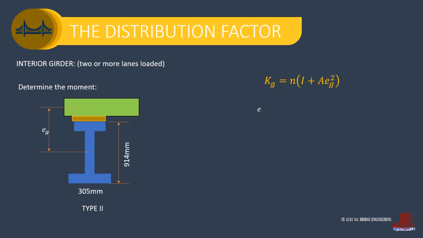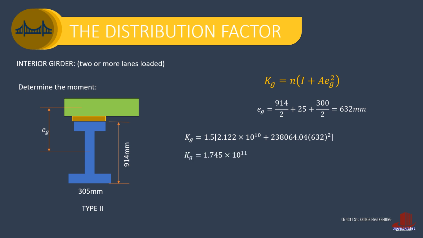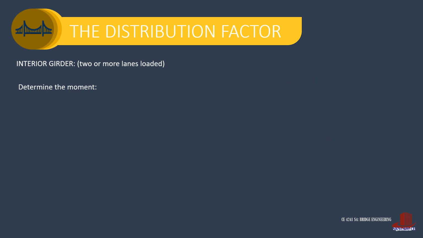From the illustration, we have a girder, a small haunch, and the deck. E sub G is then half of 914 plus the haunch thickness of 25 millimeters, then half of the 300 mm thick deck, giving 632 millimeters. K sub G is then 1.5 times 2.122 times 10 raised to 10 plus 238,064.04 multiplied by the square of 632, and this gives 1.745 times 10 raised to 11.